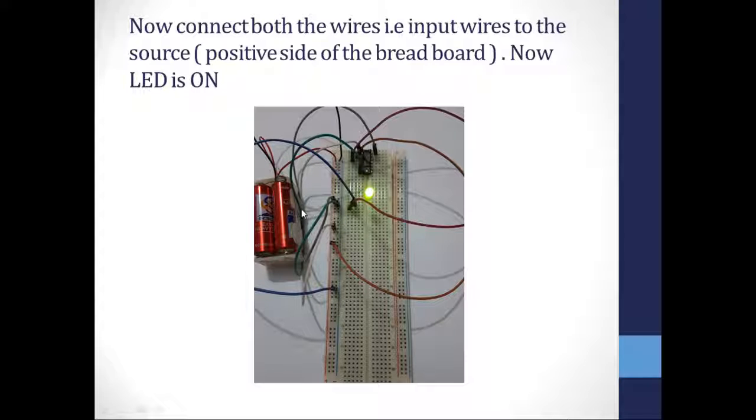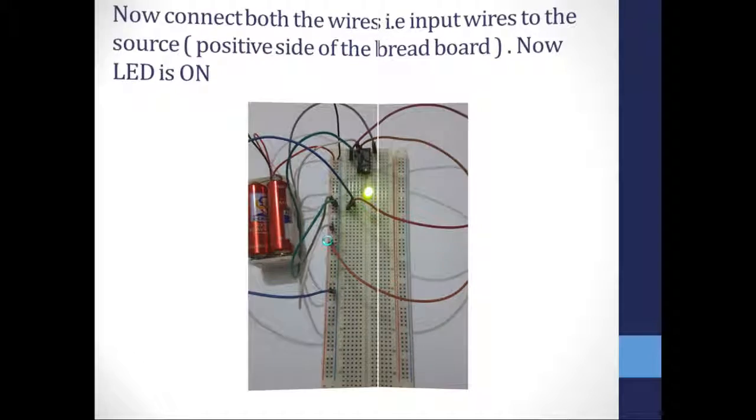So this totally proves the truth table. As I've told you earlier, in the truth table, when both of the inputs are on, which means there is some source, the LED would be on. In any other case, if one is on and one off, or both of them are off, the LED would be off. But here you see both of the inputs are on, which means there is some source, so the LED is on.